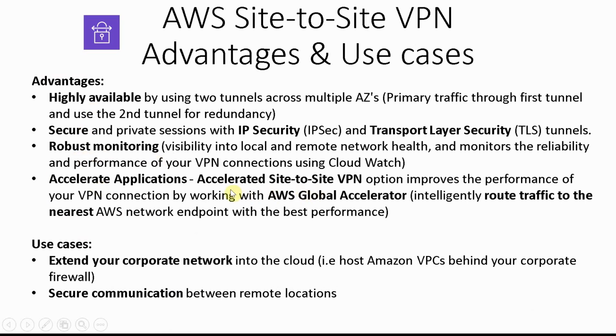If you have an extra requirement where the speed provided by site-to-site VPN is not sufficient, then you have an extended option called accelerated site-to-site VPN. This gives more performance compared to the traditional site-to-site. If you are bothered about networking speed and other things, you can go for the accelerated version. Internally it uses the concept of AWS Global Accelerator, which is another AWS product. It intelligently routes the traffic to the nearest AWS network.